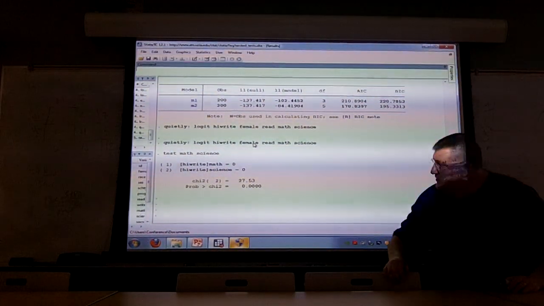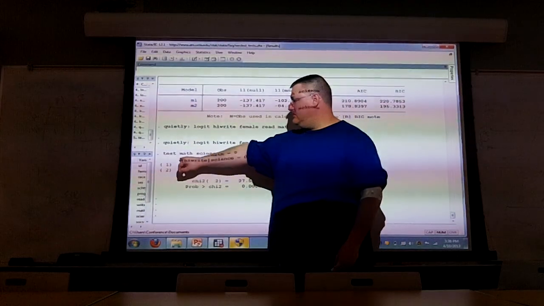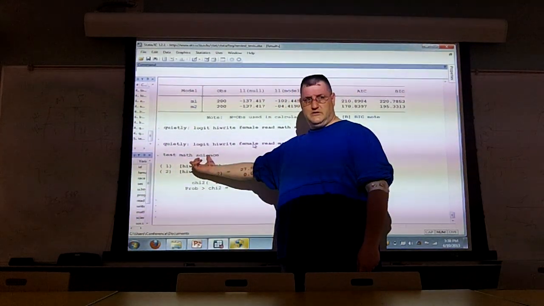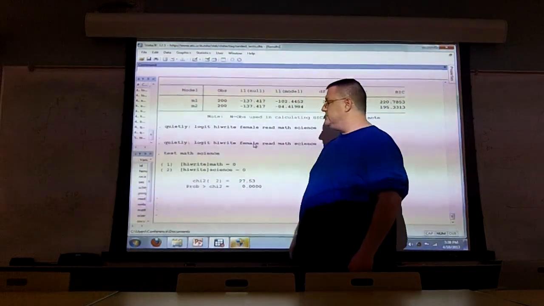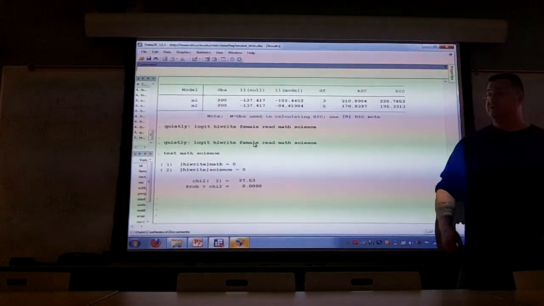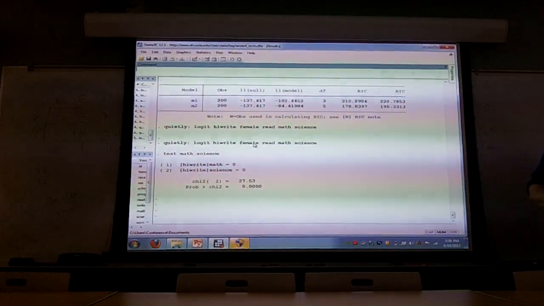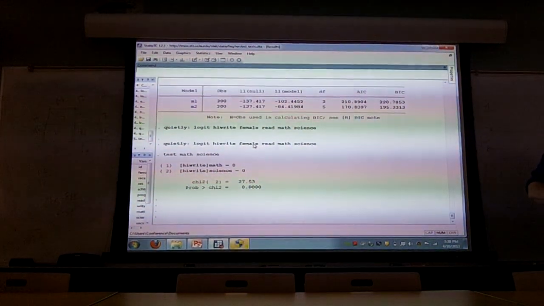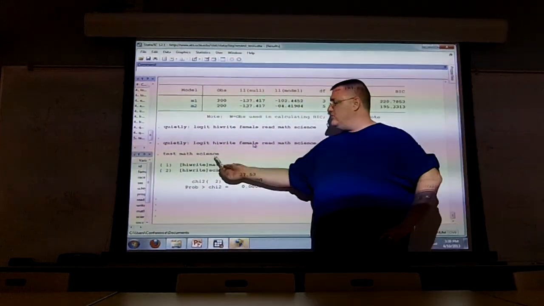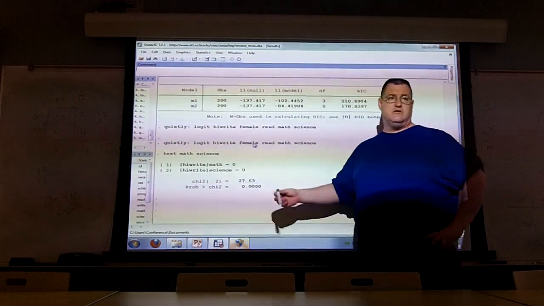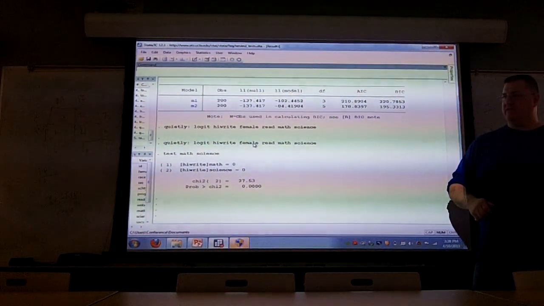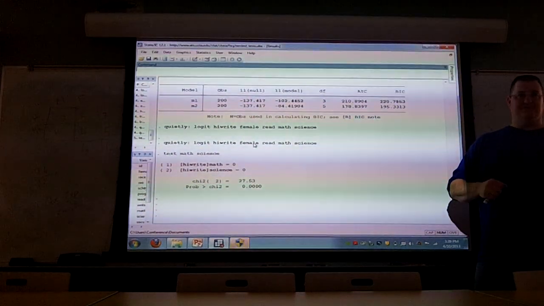So what I'm going to do here is use the test command. And these are the two new variables that we've added to the equation. This is a joint probability test. This is a joint test. What the Wald chi-square, what the Wald test does, it says, do these two things together, are the effects of those two variables together 0?